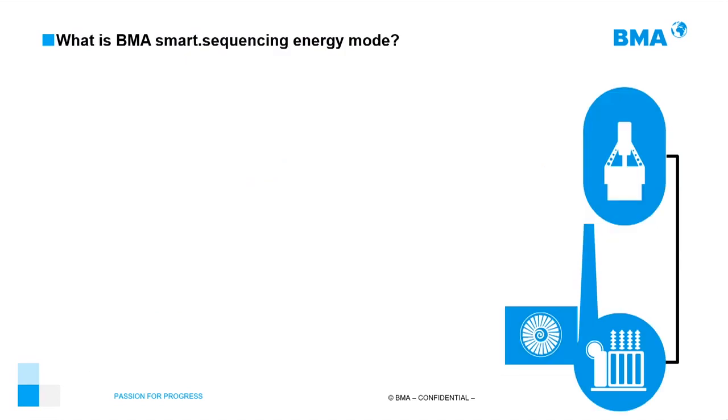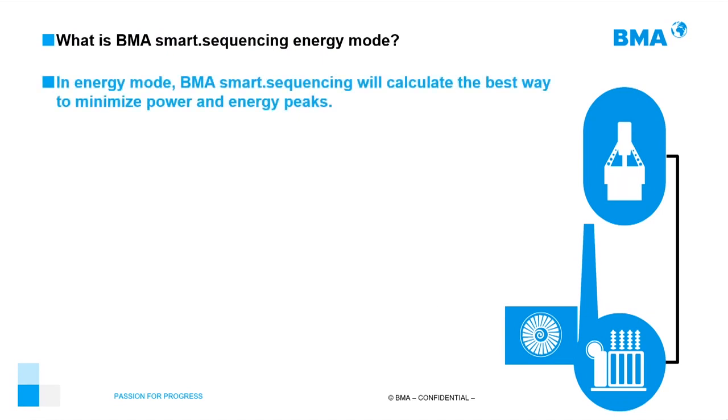So what is exactly the energy mode? In energy mode, the BMA smart sequencing will calculate the best way to minimize power and energy peaks. This is a little different from the production mode, because the production mode is trying to give you the adjustable throughput or the maximum throughput if this is desired. The energy mode will say, okay, I will maybe not give you the maximum, but I will minimize your peaks. So this is an alternative solution.